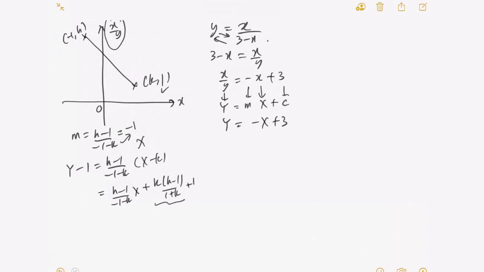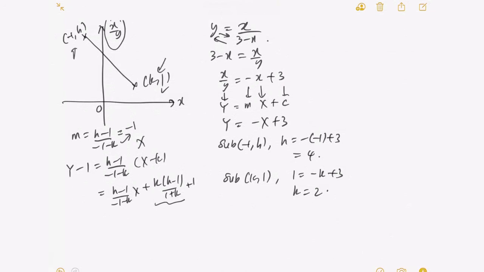So what we do instead, we use substitution. Substitution means we substitute (-1, h). My big Y is h, my big X is -1, and I can solve for h, which is 4. If I want to find k, I substitute (k, 1). My big Y is 1, my X is k, and my k is 2. In this manner, it is much easier, right? You can find the values of the unknowns from the coordinates.